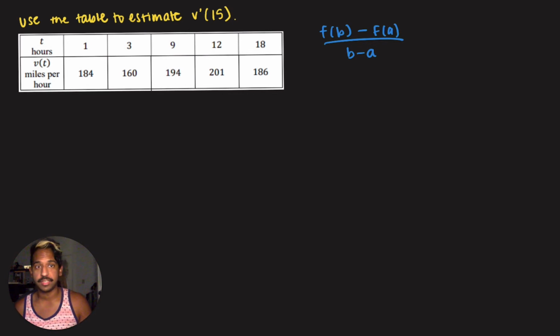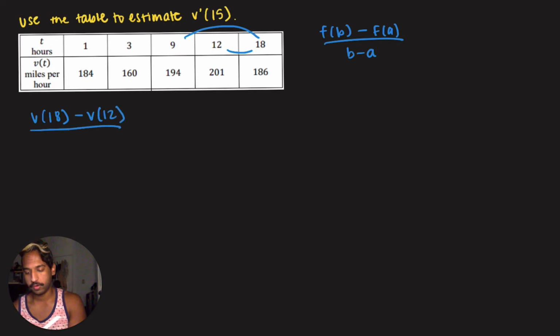In this case, it is v, and so we want to find an interval that contains 15, but is the smallest interval. So I could do between 9 and 18 because I know 15 is between there, but I do also know that that's not the smallest possible interval. The smallest possible interval is between 12 and 18. And so I'm going to find v of 18 minus v of 12 all over 18 minus 12.